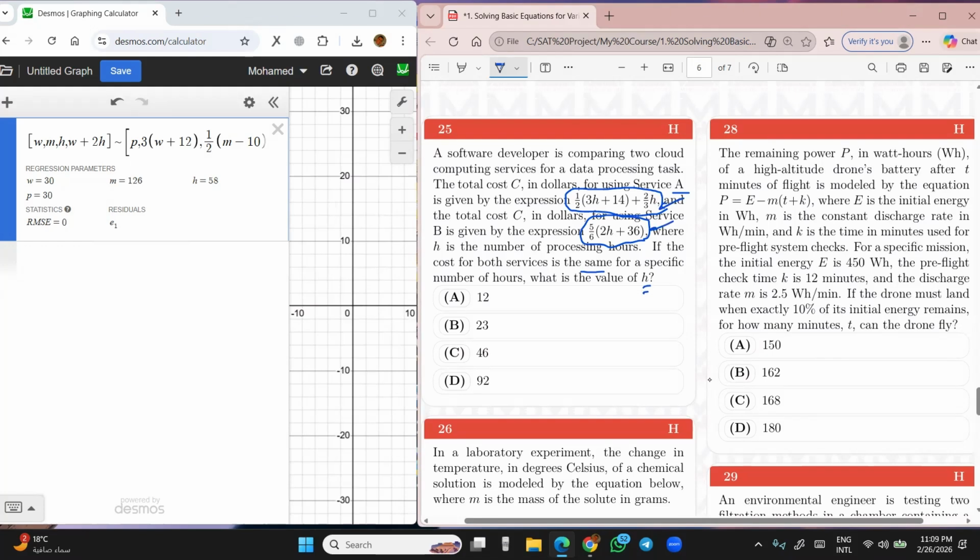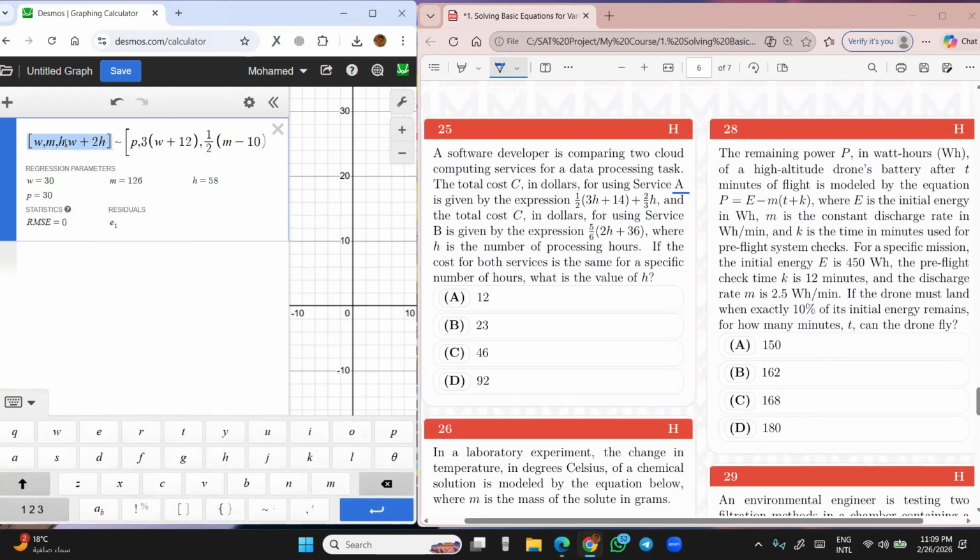The harder part of this is just reading. You need to read them well and focus on the keywords like the same and H, which is the number of hours. Just write everything as you can see on Desmos and make them equal. I mean, the left side contains the first part, and the right side contains the other part.